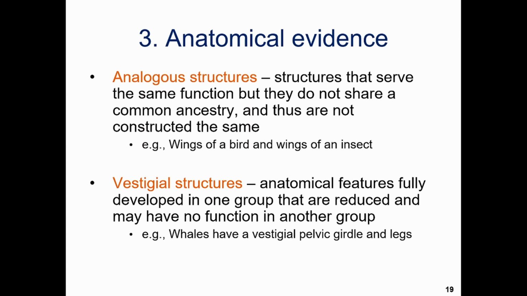And then vestigial structures. This ties us back to the whale we were looking at. These are anatomical features that are fully developed in one group, but that have become reduced or have no function in another. So whales do have a pelvic girdle and legs, but it's been reduced down to the point where it's completely non-functional, and if you were looking at the whale from the outside, you wouldn't even notice them. You'd have to dissect that whale in order to find those components.